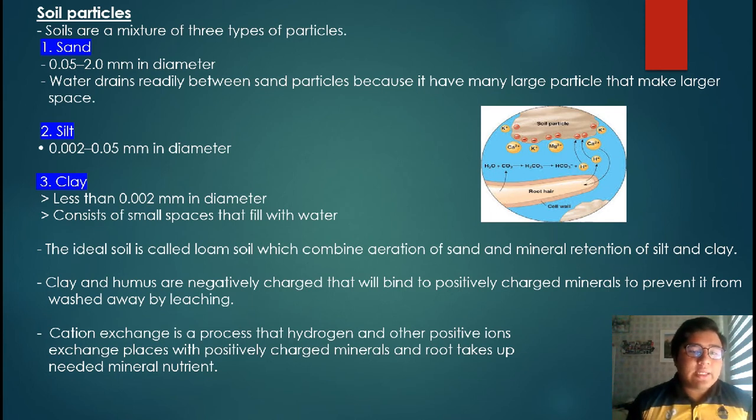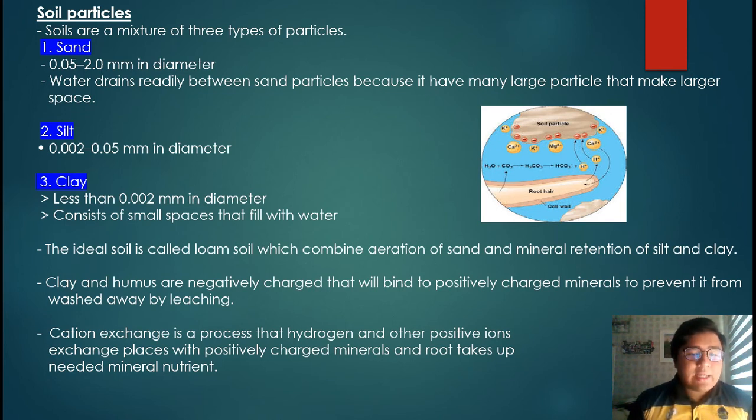So next point, the ideal soil is called loam soil, which combines aeration of sand and mineral retention of silt and clay. So if you want to do gardening, farming, I suggest that you choose the loam soil because it is good for plant. So the next one, clay and humus are negatively charged and will bind to positively charged minerals to prevent them from being washed away by leaching.